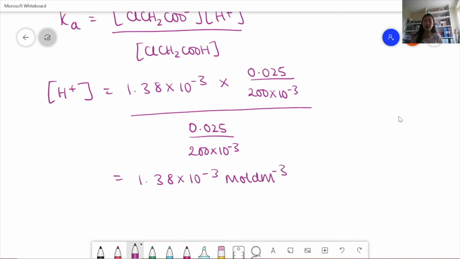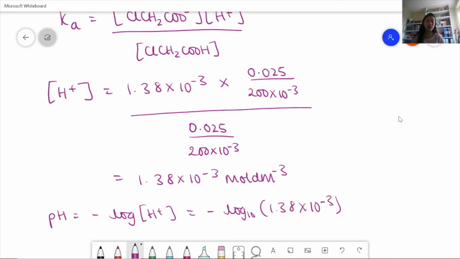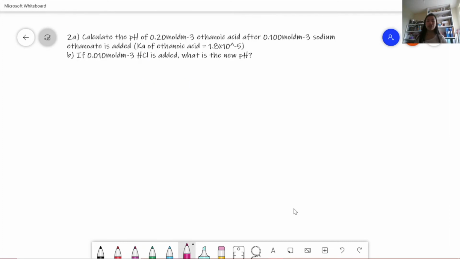And now we use the pH formula. So we have pH is equal to minus log of the concentration of H+ ions, which is equal to minus log 10 of 1.38 times 10 to the minus 3, which is equal to 2.86. So before I move on to the second question, feel free to click off and try it for yourself first.